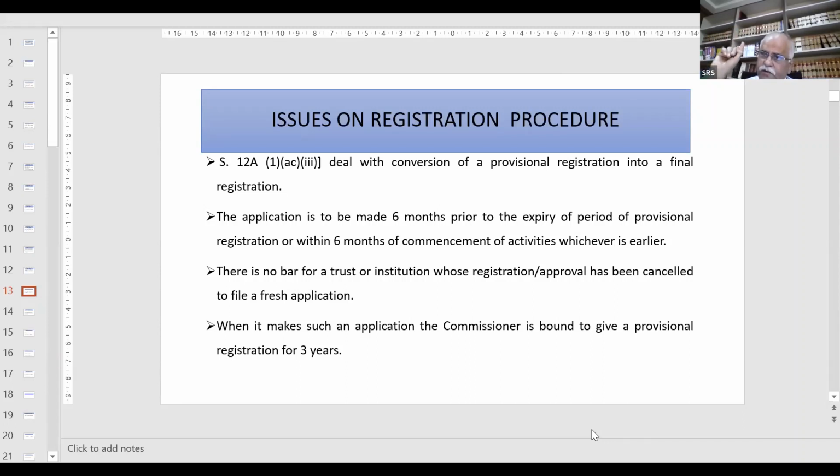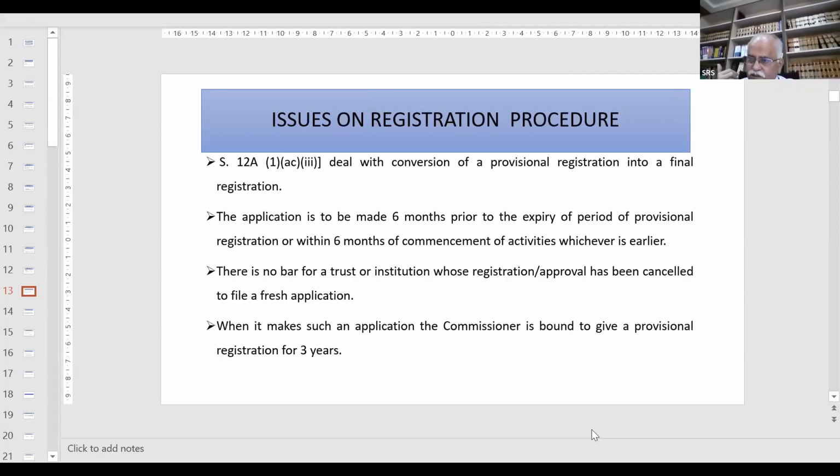Please keep this in mind, that if you are a new registration, if you have sought a provisional registration, you cannot wait for 3 years. The moment you start the activities, your meter starts running for making the fresh application for conversion of the provisional registration into final registration, and that period of 6 months will start from that date. So within 6 months from the date of the commencement of the activities, you have to do that. Now, some of you may ask me a question. So what is this commencement of activities? What does it mean?